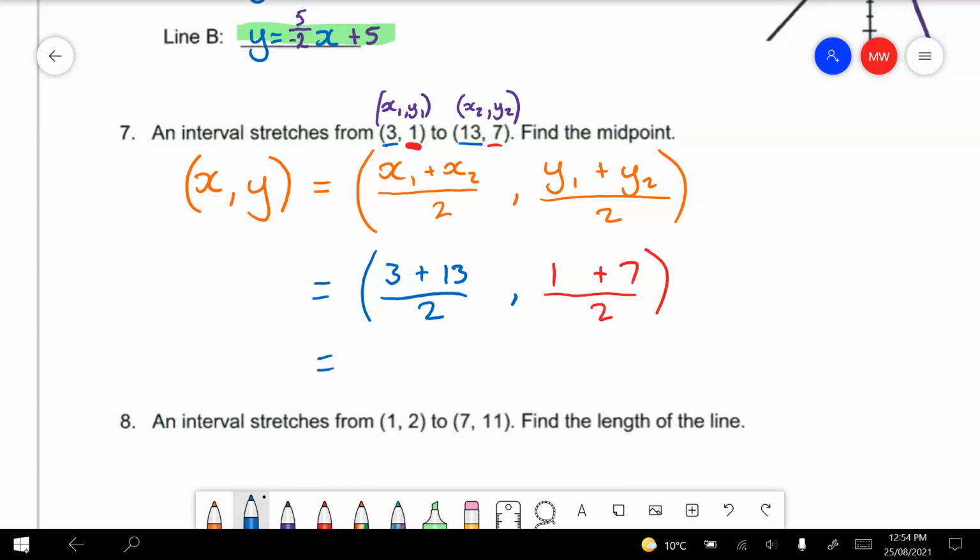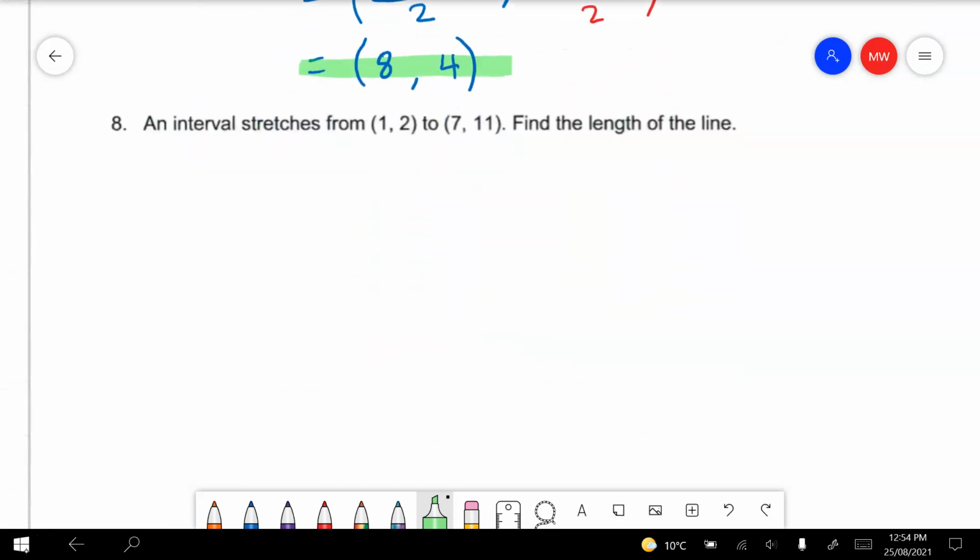So we've got an x coordinate of 3 plus 13 makes 16, divided by 2 is 8. And then we've got 1 plus 7 is 8, divided by 2 is 4. So my final answer is that the midpoint is at the coordinate position 8, 4. Let's move on and have a look at the distance.